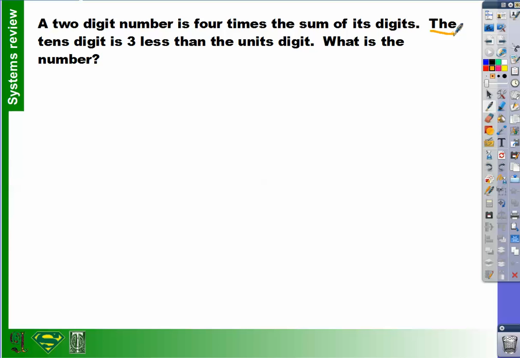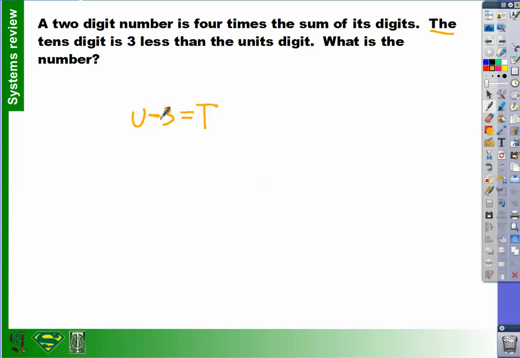Maybe like d minus 3, or wait, no, u minus 3 equals d. Sure, u minus 3 equals d. Instead of d, how about t for tens digit? Okay. So we're using units digit and tens digit. Just makes life a little bit easier for us. That's a subtraction. So that wasn't too hard to figure out.